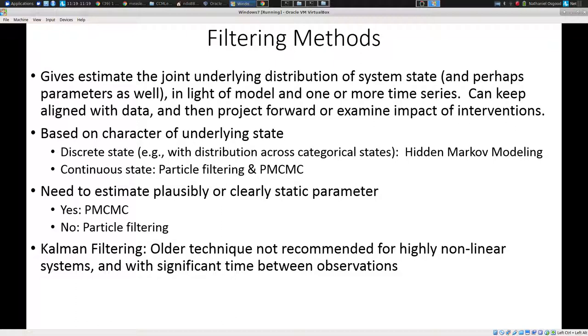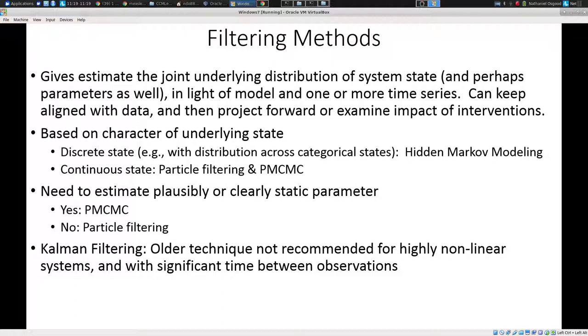If you need to estimate plausibly or clearly static parameters, particle MCMC, you really want to consider it. If you don't need to, particle filtering should be adequate. Particle MCMC gives this extra ability to estimate static parameters. It does estimate trajectories over time of the system, but you could do that with particle filtering if you just build an ancestry matrix. And if people are interested, I'd be glad to provide code to do that.